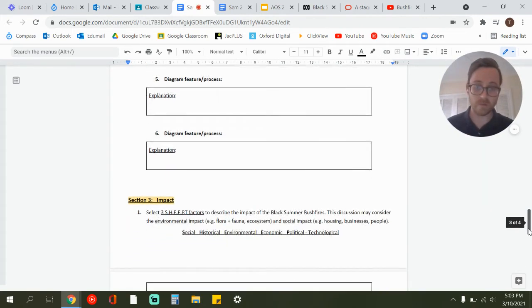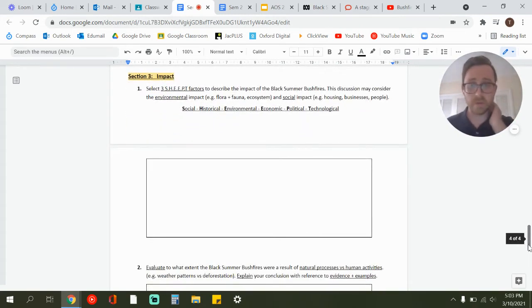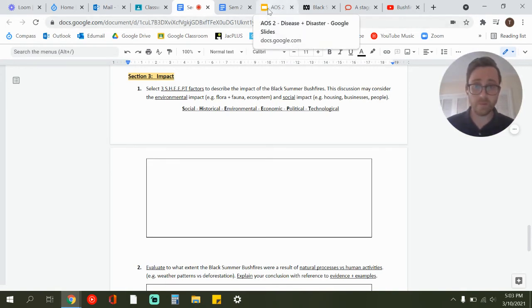And again, there's only 2 questions for that section. Section 3, this one will probably take you a bit longer because I guess it's got the extended response question at the end there, but I'll talk you through it. Now, in the class slides, at some point, we have gone through SHEET, is what it was called.